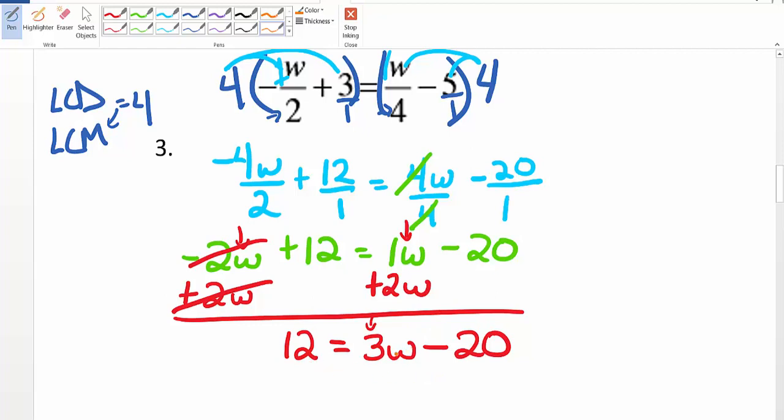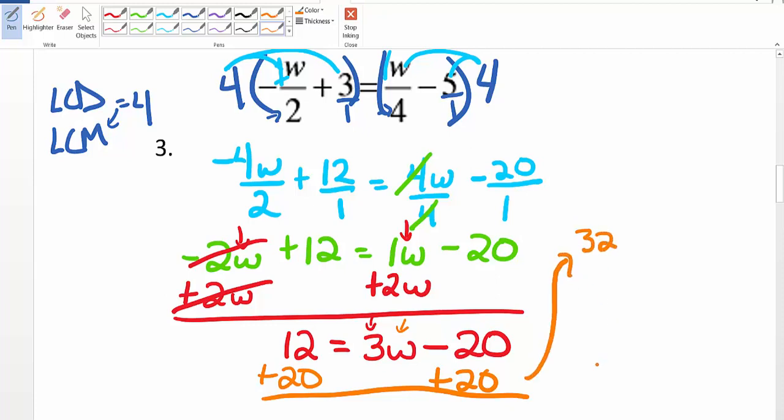Now, we still want to solve for W. Well, this negative 20 really has nothing to do with the W. So what we're going to do is add that over. And once we add that to both sides, we have positive 12 plus 20. Well, that's 32, equals, on the right side, we still have our 3W, and our negative 20 cancels out with our positive 20.